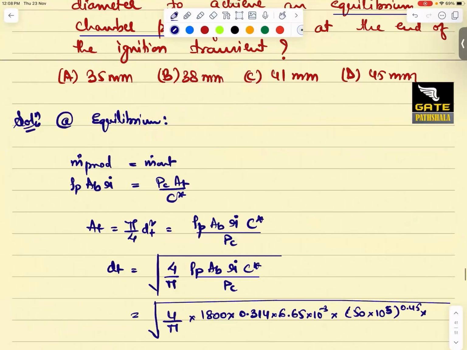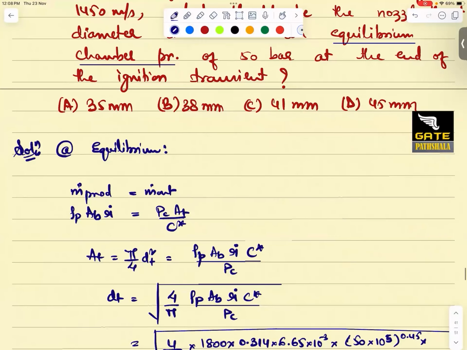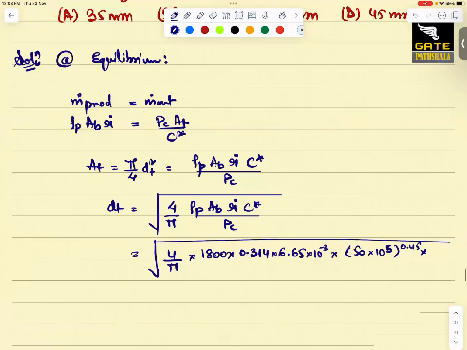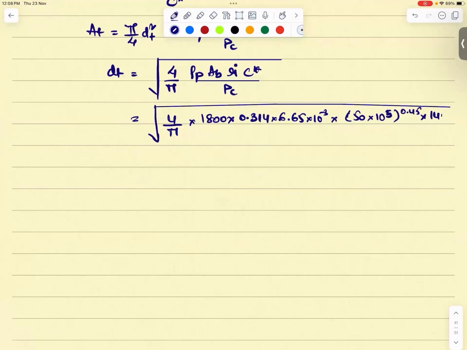Times C star. What is C star? 1450, divided by 50 into 10 power 5. Give me this value. What did you get? What is the exact value? 37.88, sir. 37.88. Is this coming in mm? Common meters. Yes, sir. So something went wrong.